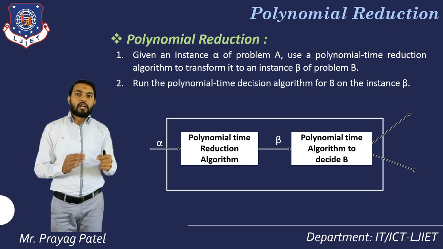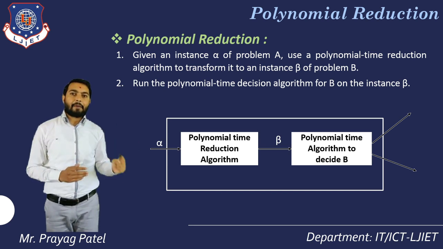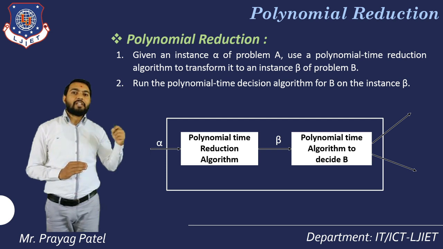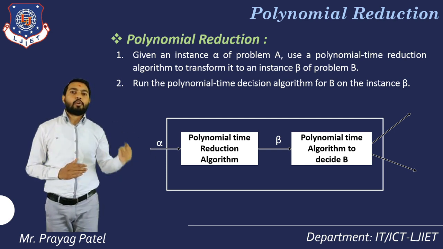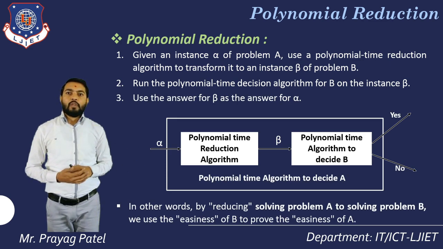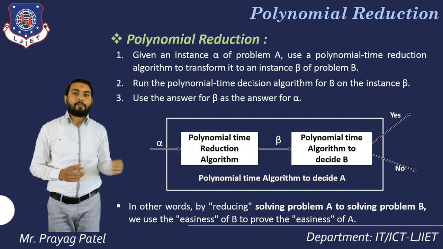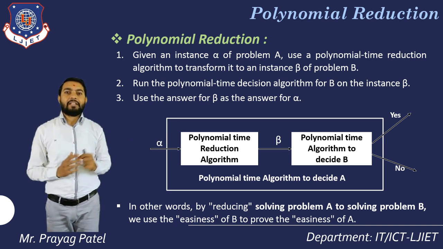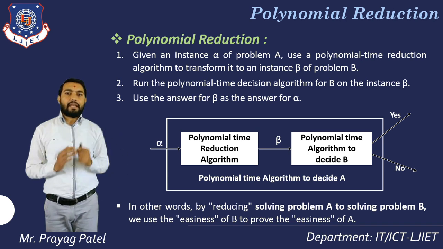Now second step, run the polynomial time decision algorithm for B on the instance beta. After performing the first step, our output is beta. Now the beta output is considered the input for the next step. In the next step we apply the polynomial time algorithm to decide B. So here the answer is yes or no. The third step is to use the answer for beta as the answer for alpha. So here our answer is yes or no, like a decision problem. So this is called the polynomial time algorithm to decide A.